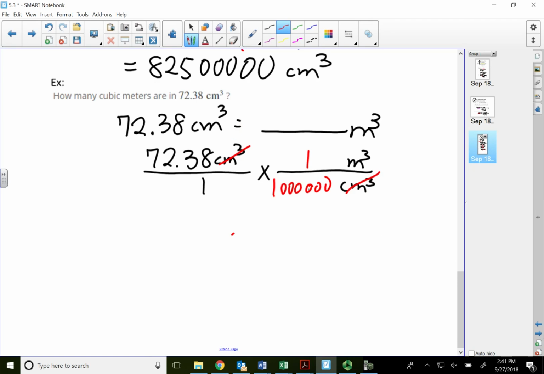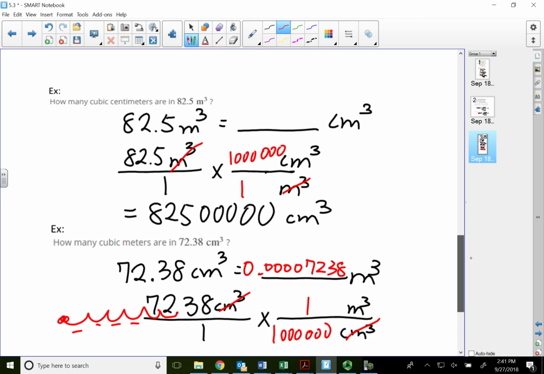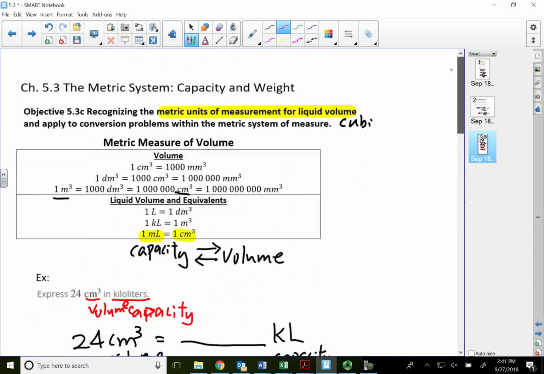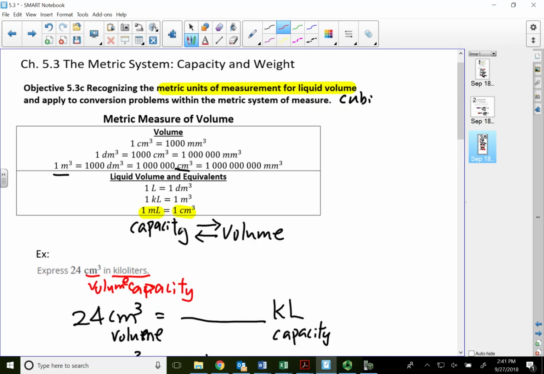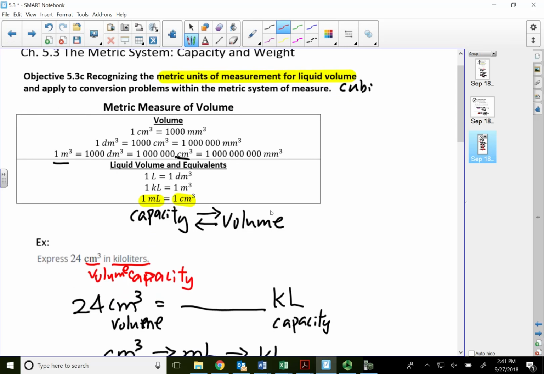Dividing by 1,000,000 is the same as moving the decimal to the left 6 places: 1, 2, 3, 4, 5, 6. There should be 4 empty slots in front of the 7 because the 2 and the 7 take up 2 places already. So my answer is 0.000772 and then 38, that is, 0.00000077238. So that was a quick lecture video on how to convert between volume and volume within the metric system, and between capacity and volume within the metric system.